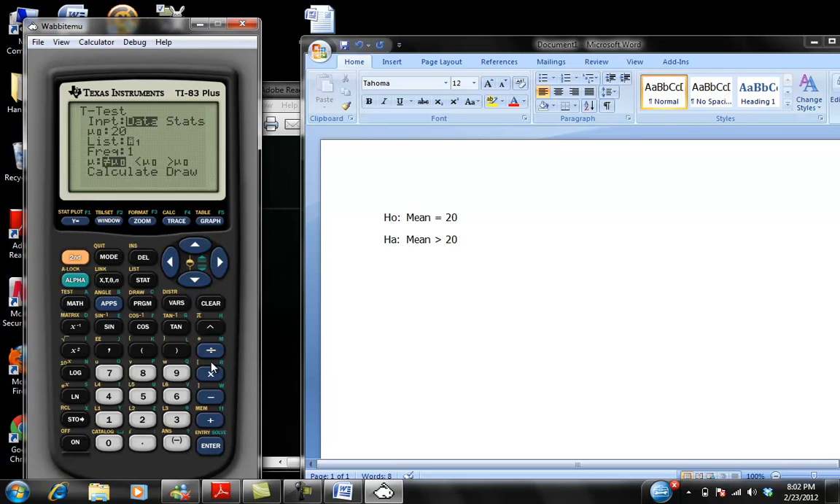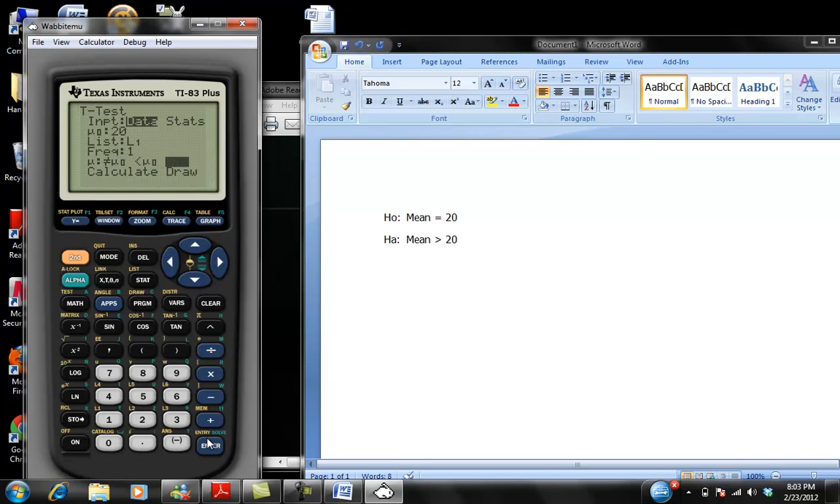The calculator simply wants to know where's the data. My data is in my list 1. The frequency just means count every number once. Here, what the calculator would like me to enter is what sign I see in my alternative hypothesis. In my alternative hypothesis, I see a greater than sign. So I'm going to come over here and highlight greater than.